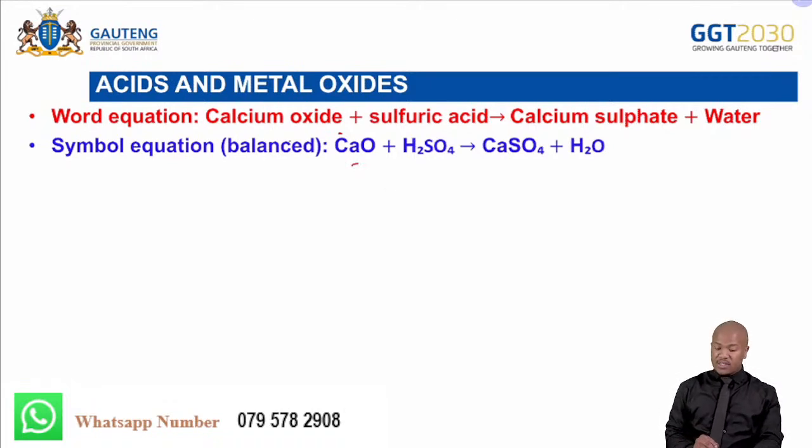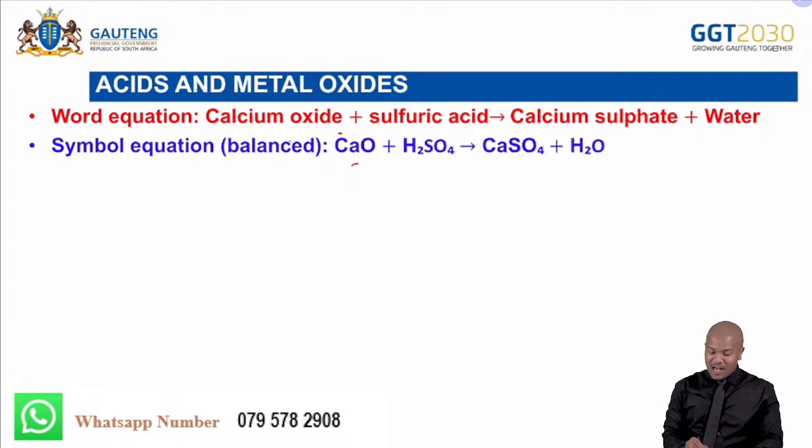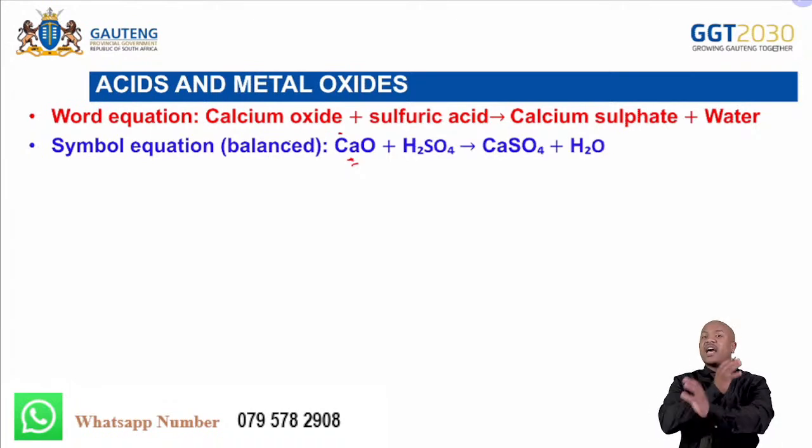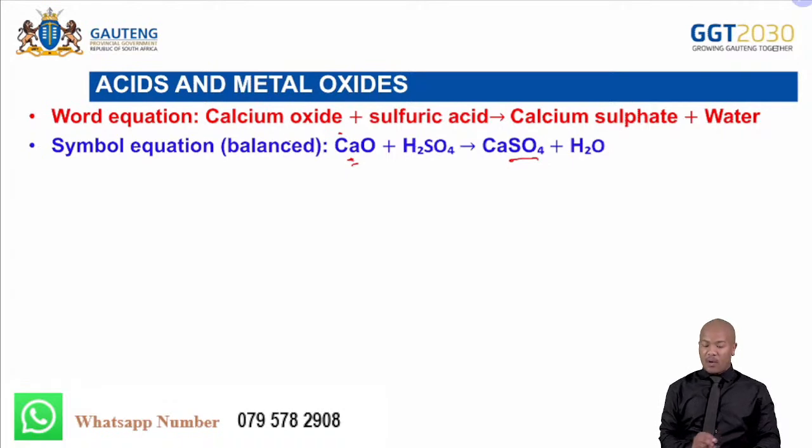So it's calcium oxide plus sulfuric acid, which is H2SO4, forming CaSO4 plus H2O. Now note the rearrangement of atoms. So calcium from the reactants, which was together with oxygen, has now been rearranged and it is now with what? A sulfate, which is SO4.